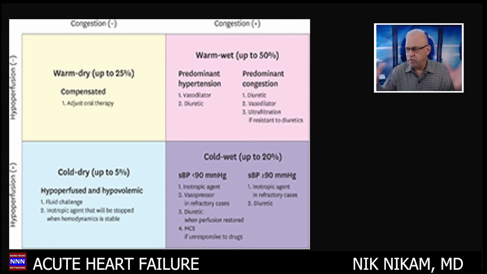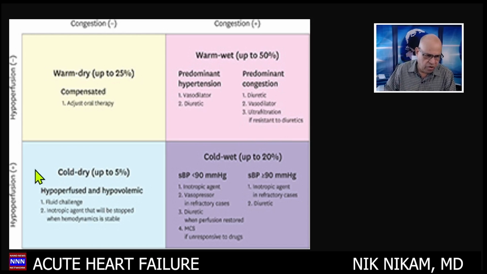If you look at the whole spectrum of patients who come with acute heart failure, about 25% of them fall in the warm, dry category. The majority of them are in the warm, wet. That means they have fairly compensated cardiac function, they have an adequate blood pressure, heart rate, and maybe adequate urine output, but they are volume overloaded for a number of reasons. So these are the patients who would benefit from diuretics, vasodilators, ACE inhibitors, and a fluid restriction.